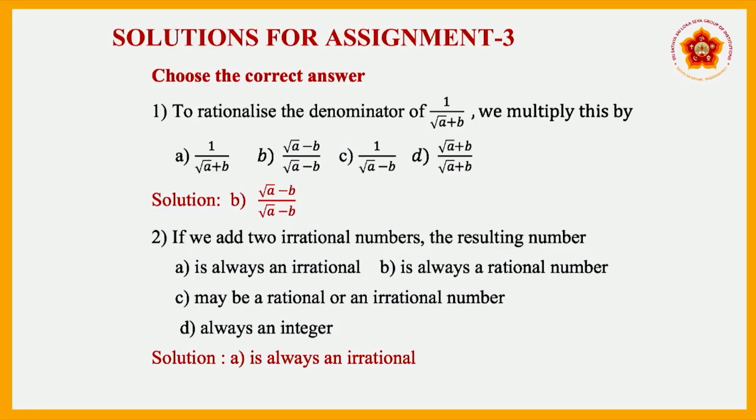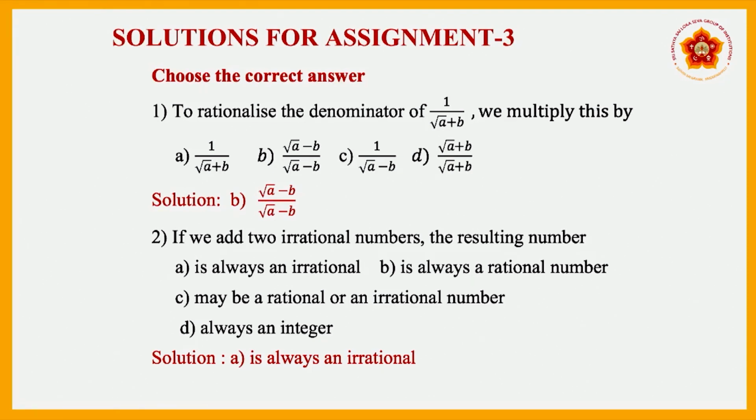Now, open your notebook. You have to assess yourself whether you have done it properly or not. Choose the correct answer. The first question was to rationalize the denominator of 1 upon square root of a plus b. We multiply this by, the correct option is b, square root of a minus b upon square root of a minus b. Your answer is correct, you tick it as correct.